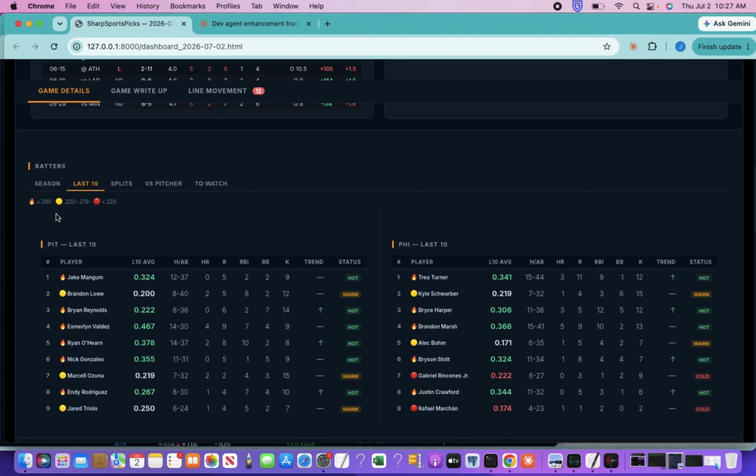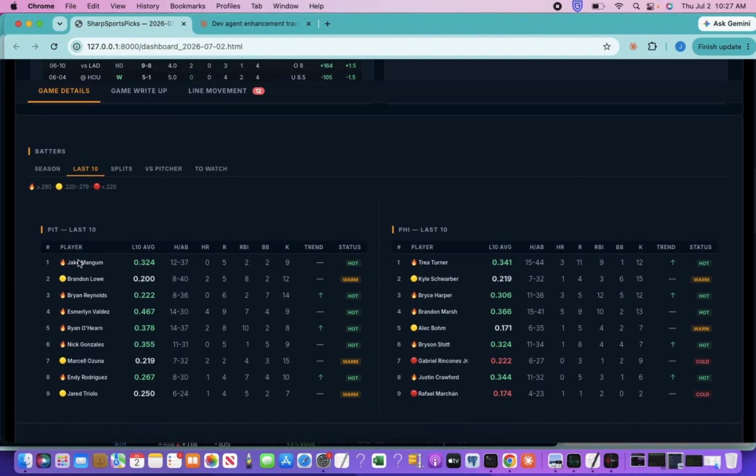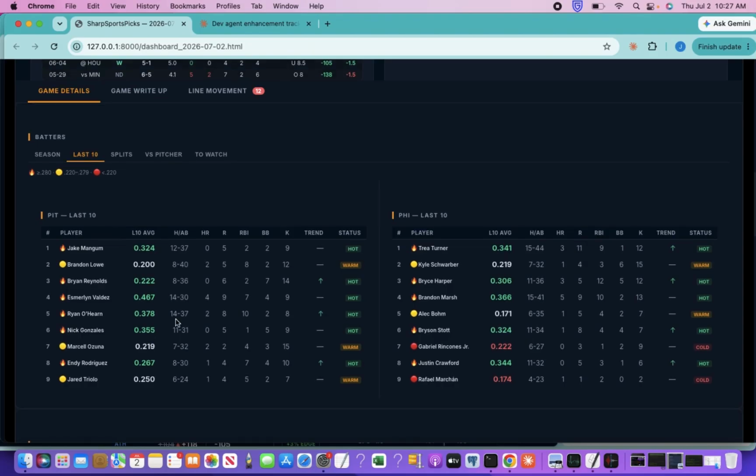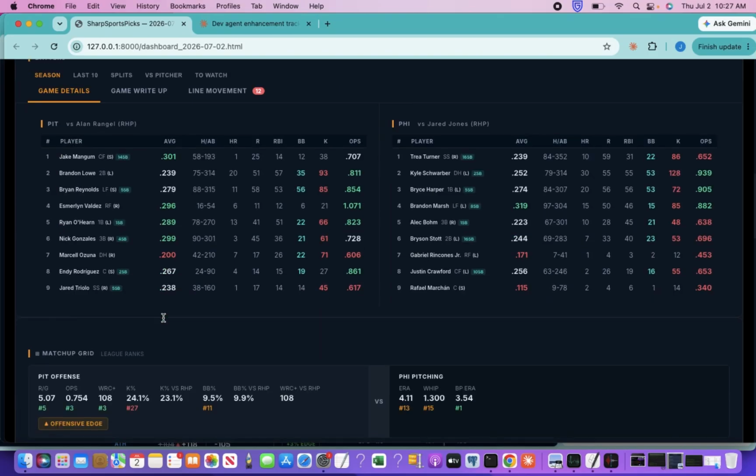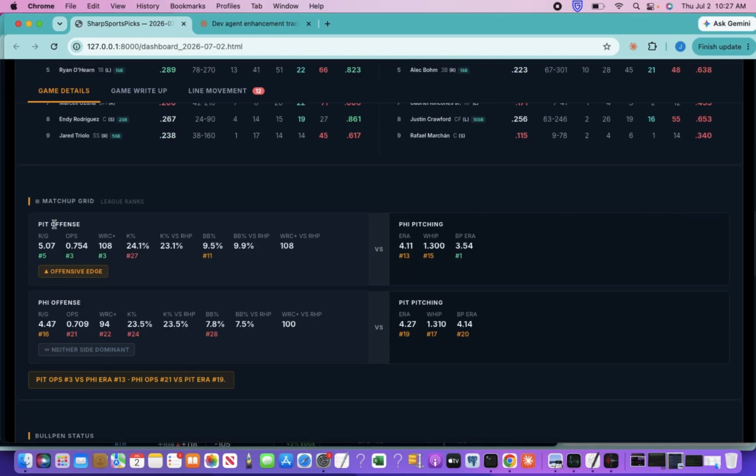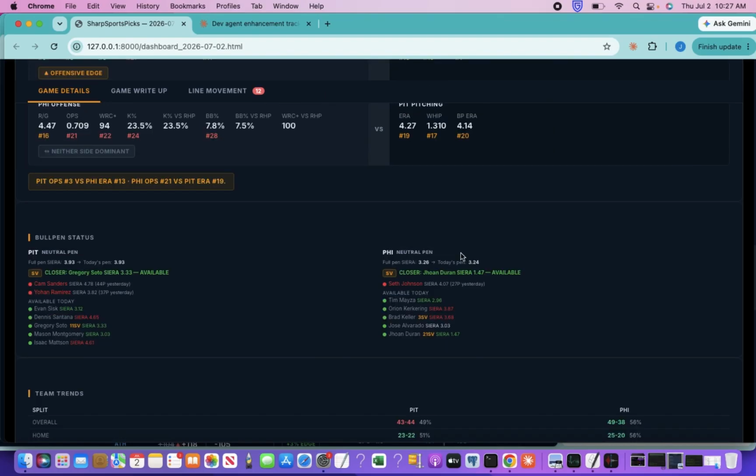So if you're more into, well, you know, the model likes Philly, the trend says Philly, but I'm more of a how's that team done in the last 10 games? You can make a case that Pittsburgh's just balling right now. And you show the season stats. We'll have the matchup grid, basically their runs per game, their strikeout percentages, their RC pluses, how they rank up against the rest of the league, and then you have bullpens. So Phillies are the best bullpen in baseball right now.